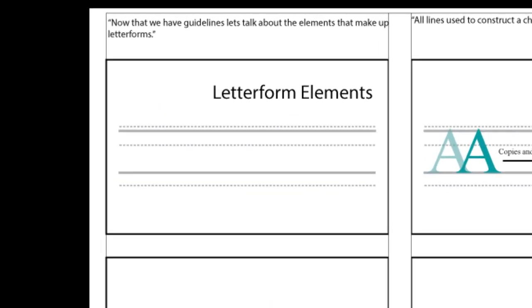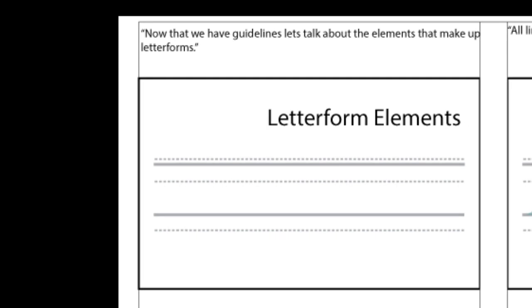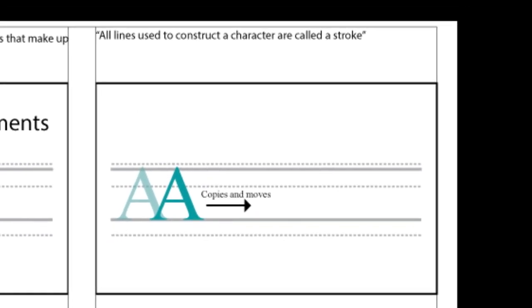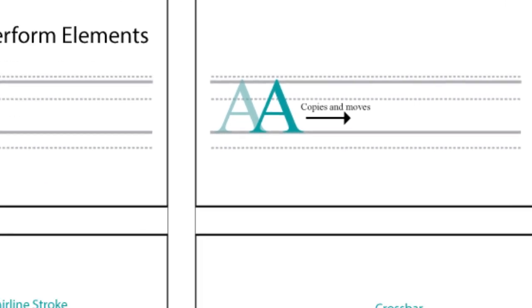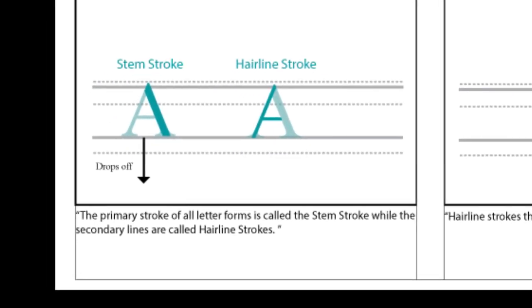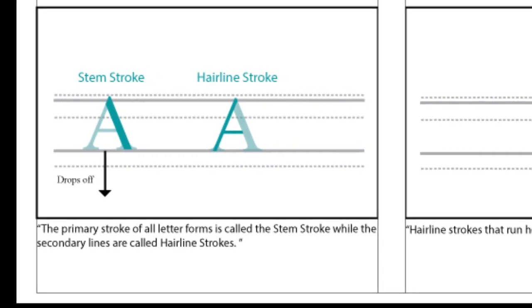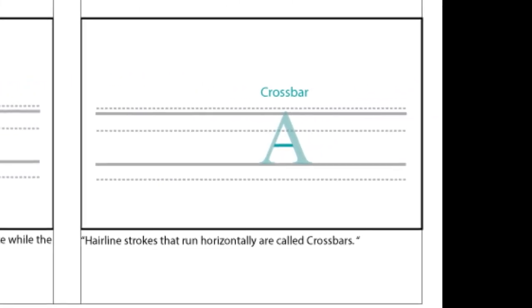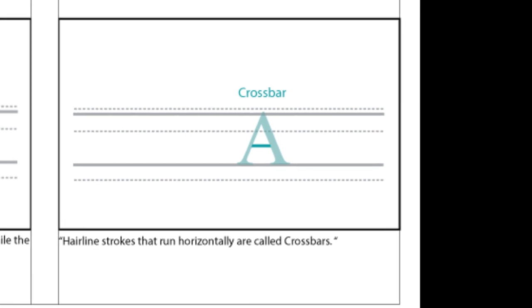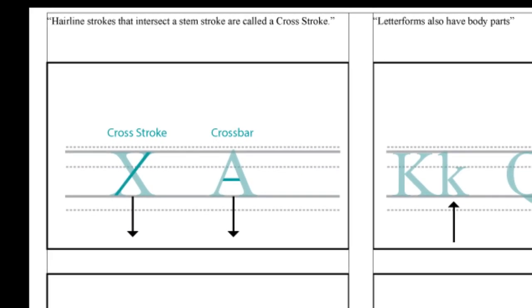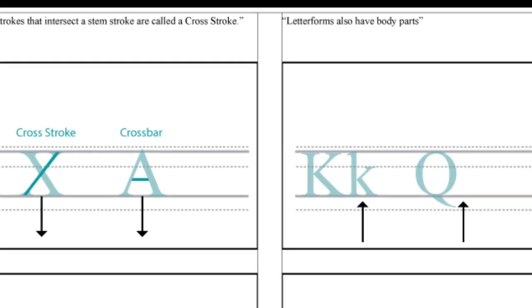Now that we have these guidelines, let's talk about the elements that make up the letter forms. All lines used to construct a character are called a stroke. The primary stroke of all letters is called the stem stroke, while the secondary lines are called hairline strokes. Hairline strokes that run horizontally are called crossbars. Hairline strokes that intersect a stem stroke are called a cross stroke.